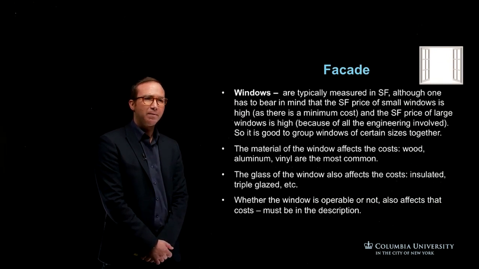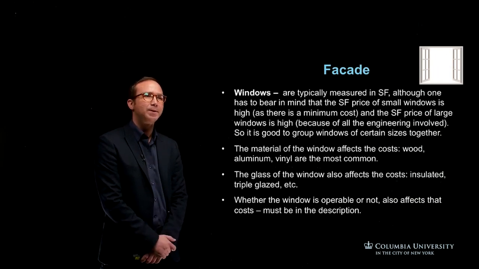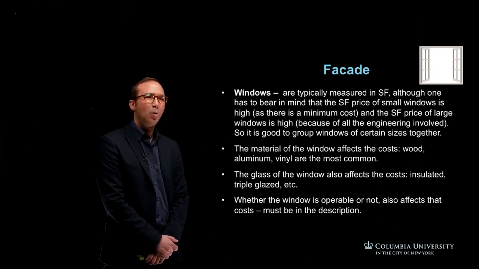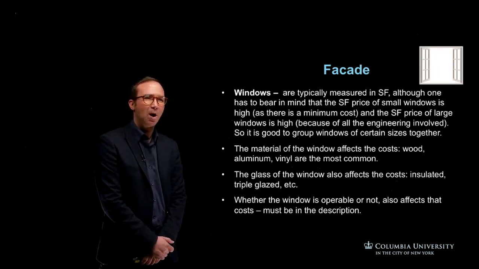The material of the window affects the costs. These are typically wood, aluminium or vinyl. And the glass of the window also affects the costs. So you might have insulated glass, triple glazed glass. Also, other factors include whether the window is operable or not. This also affects the cost. It must be in the description that you're recording your quantity of that particular item.